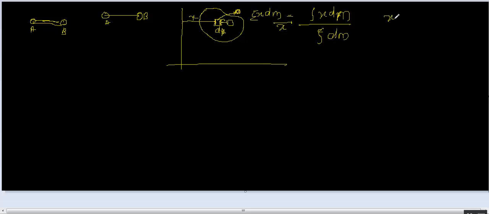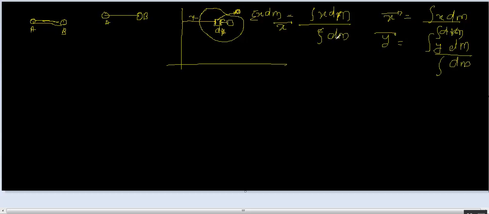The x coordinate of the center of mass is the integral of x dm divided by the integral of dm. And the y coordinate is the integral of y dm divided by the integral of dm. And what is the z coordinate? So these are the x, y, and z coordinates of the center of mass.